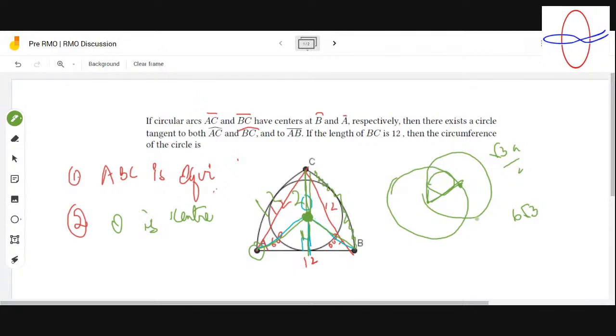So it will be 1/3 of it. That is 2 root 3, this length. The radius is 2 root 3. The circumference will be 2 pi r. This is 4 pi root 3. Okay, very easy stuff, guys.